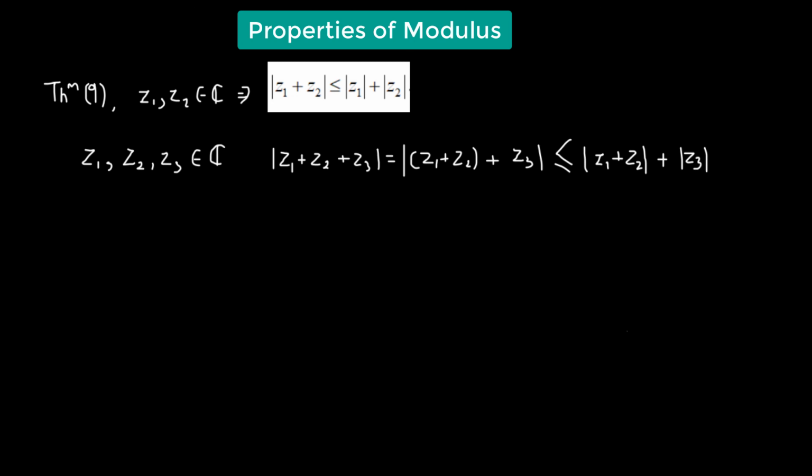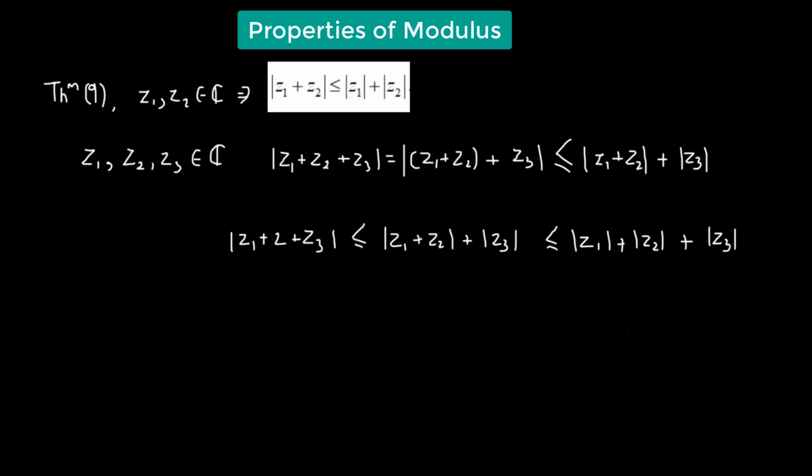So we have |z1 plus z2 plus z3| is less than or equal to |z1 plus z2| plus |z3|. Now the absolute value of the sum of z1 and z2 is further less than or equal to |z1| plus |z2|, and the remaining term is z3. So finally we can say that the absolute value of the sum of the three complex numbers is always less than or equal to the sum of their absolute values.